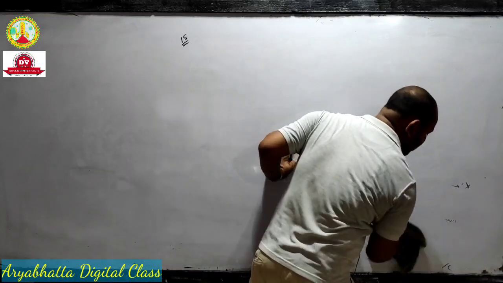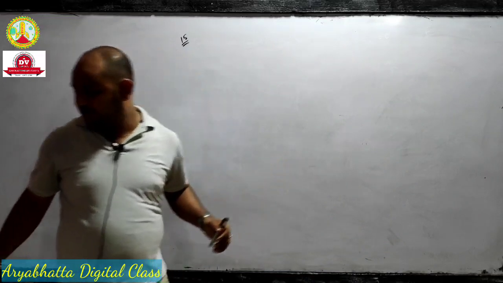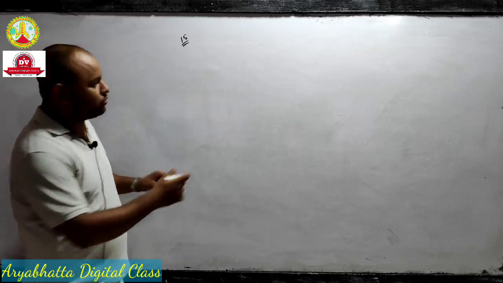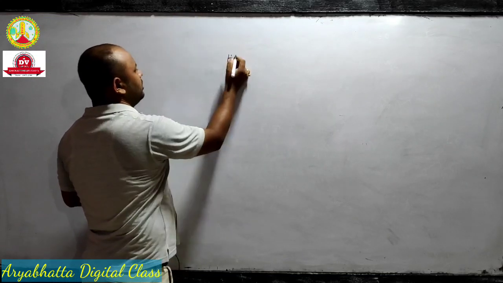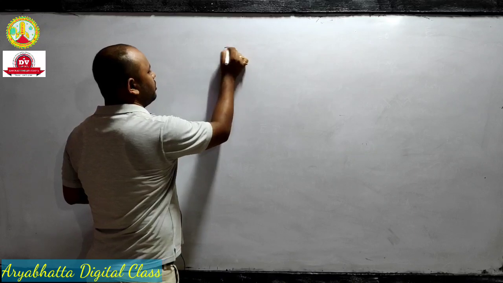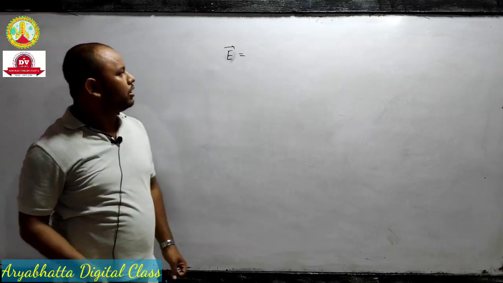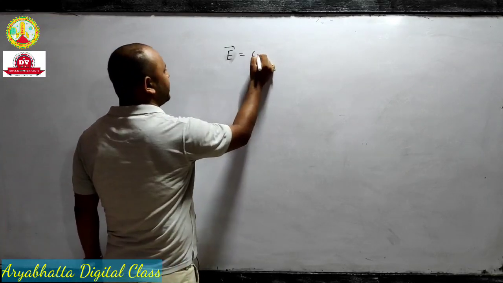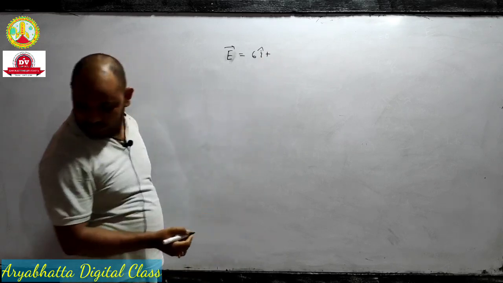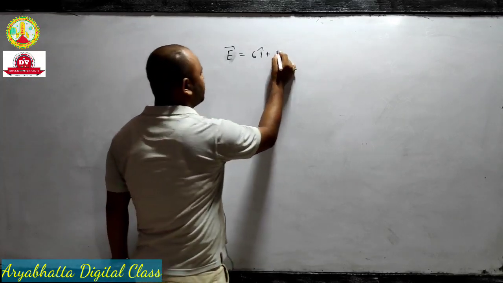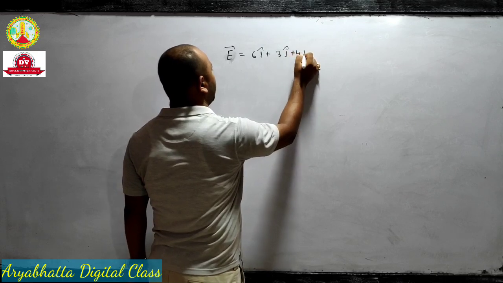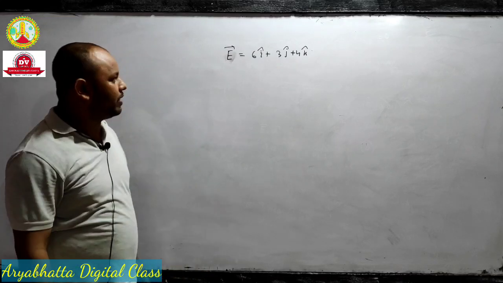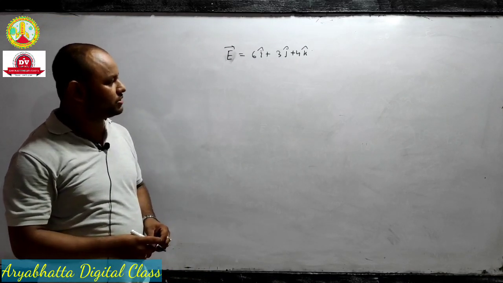We are taking another numerical of the same type. Suppose we are given an electric field, which is not an example, this is from last year's question paper. The value of electric field is 6i cap plus 3j cap plus 4k cap. This is the electric field at any place.